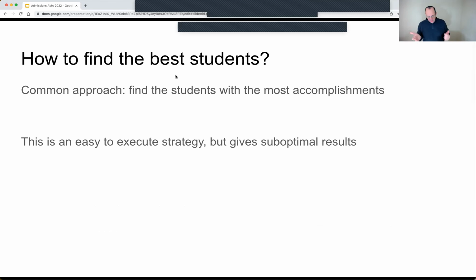So how do we find the best students? So kind of the common approach is you find the students with the most accomplishments, and that's a fairly easy to execute strategy because you can kind of list what are the accomplishments of this person, and you do that for us, right? You give us your CVs, you give us your statements, and you'll list all your accomplishments. But we have found this is not a good way of getting the best students, right? So just counting accomplishments, counting numbers of papers, that is not a good way to get the best students.